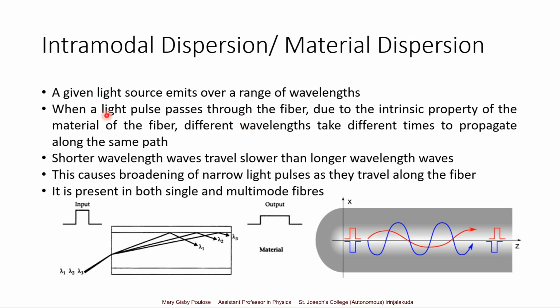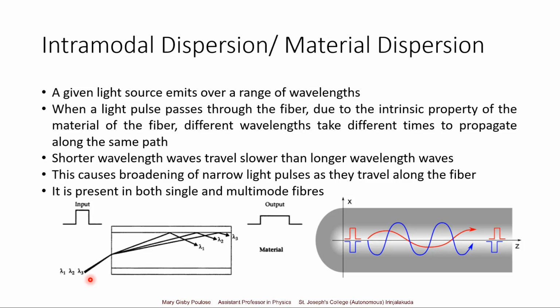due to the intrinsic property of the material of the fiber, different wavelengths take different times to propagate along the path. So here, the wavelength of 520 nanometer will have a particular velocity, and the wavelength of 580 nanometer will have another velocity. So in a single light pulse, the different wavelengths will then travel with different velocities. Shorter wavelength travels slower than longer wavelength waves, and hence this causes broadening of narrow light pulses as they travel along the fiber. This is present in both single and multimode fibers.